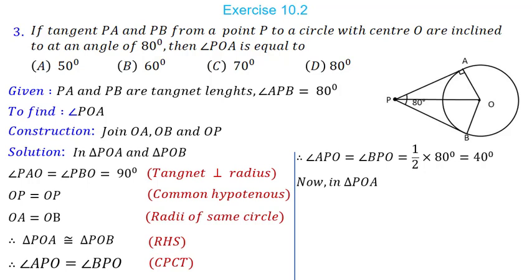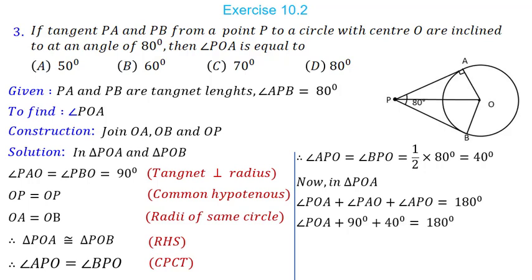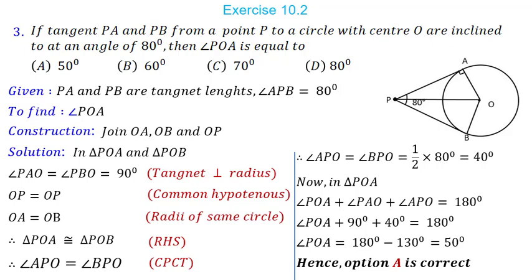Now we take triangle APO. In triangle APO, the sum of all three angles is 180 degrees. Again we put in the values and get angle POA as 180 minus 130, which equals 50 degrees. And hence option A is the correct option.